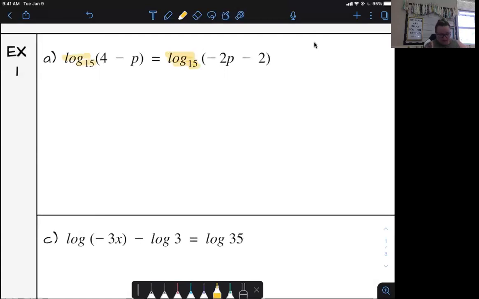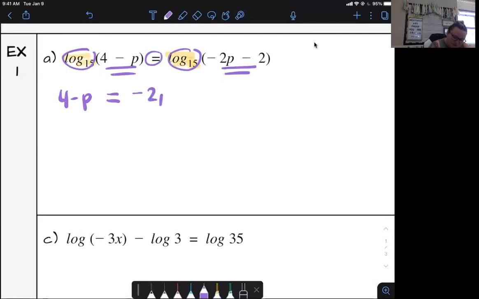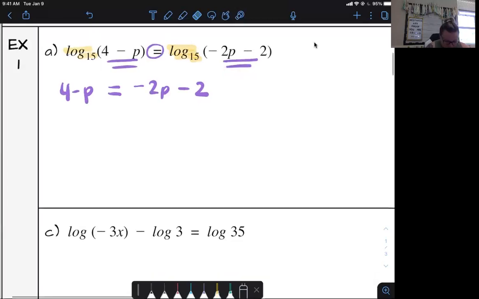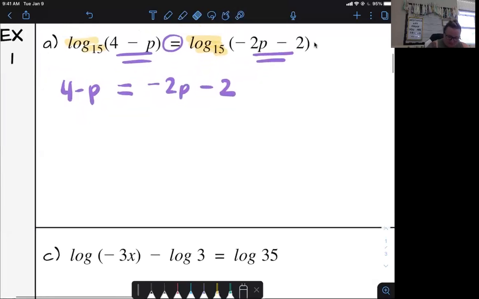And what's really neat, though, is if you have a log equal to another log, you can actually drop the logs and set what's inside the logs equal to each other. So 4 minus p would have to be equal to negative 2p minus 2. Now, please note, you're only allowed to do this if both of the logs are set equal to each other, there's nothing else going on in the equation, and the bases are the same. So let's solve for p.